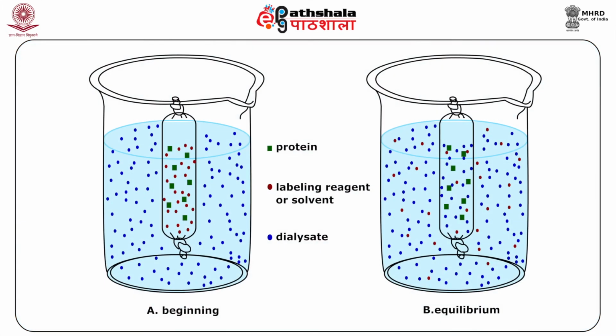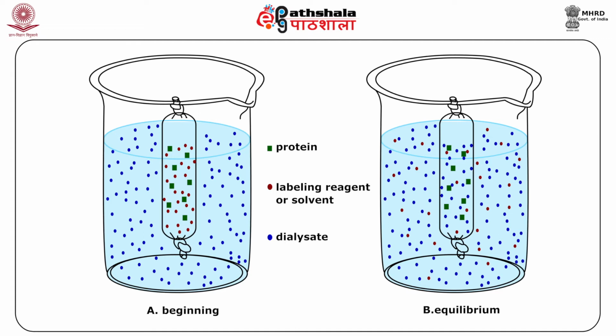This figure, as you can see, depicts the procedure of dialysis. The resuspended solution has been taken in this dialysis bag. Dialysis tubing is basically a semi-permeable membrane. Now, why are we calling it a semi-permeable membrane? Because it is going to allow certain things to move in and out, but not other things.